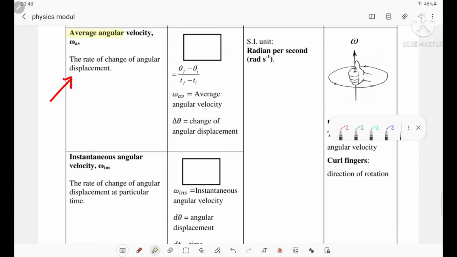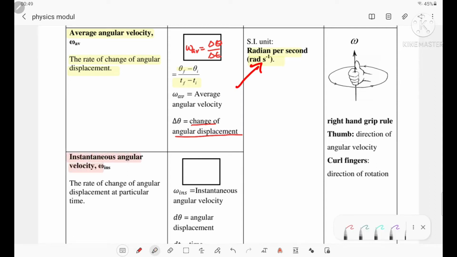Next, we have average angular velocity. Average angular velocity is the rate of change of angular displacement, and we can write omega is equal to delta theta divided by delta t. Delta theta is the change of angular displacement, which means theta final minus theta initial, divided by t final minus t initial. The SI unit for the average angular velocity is radian per second.